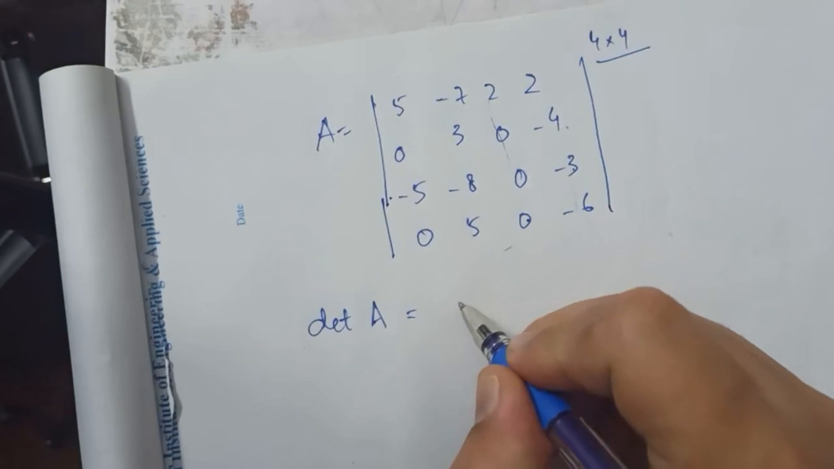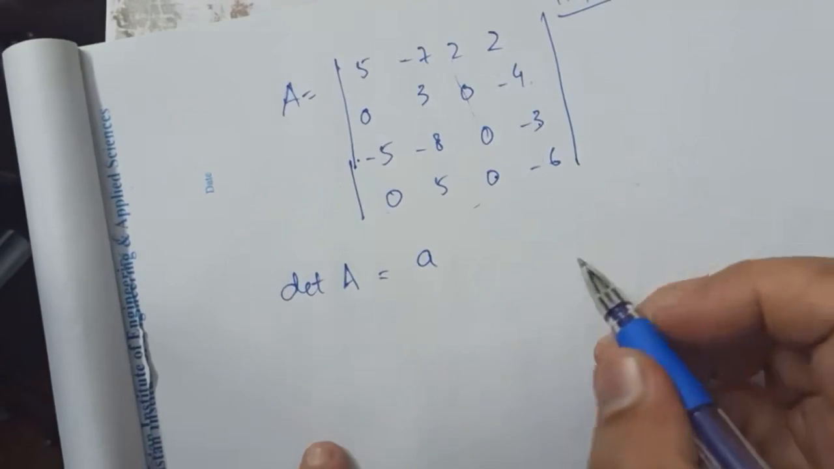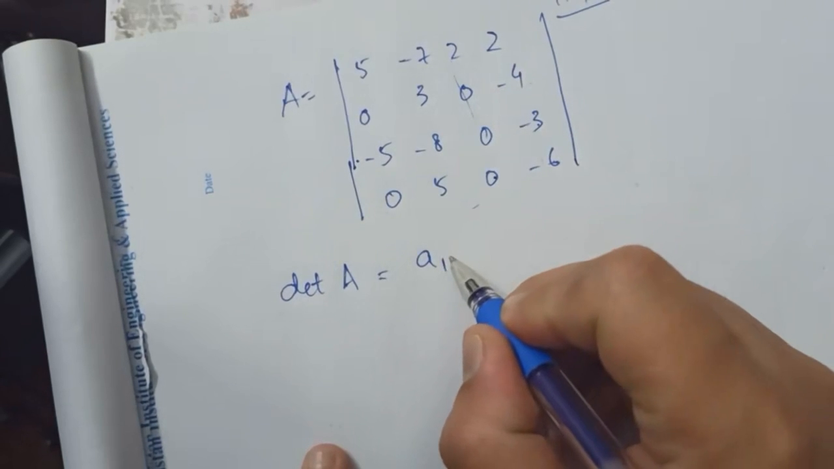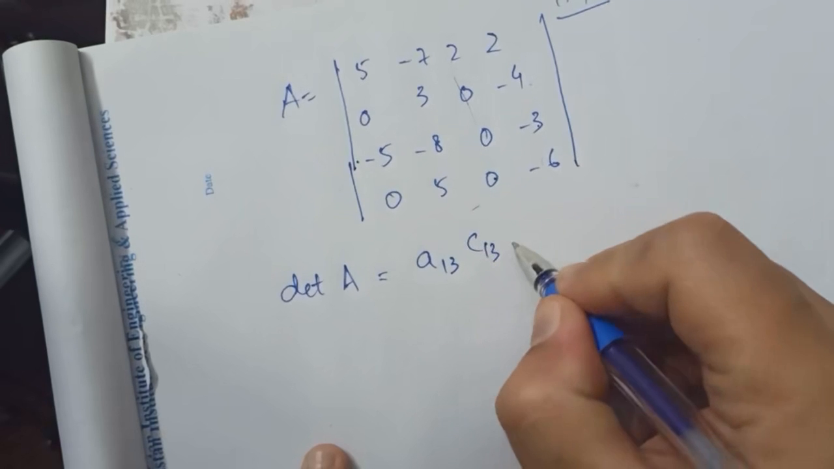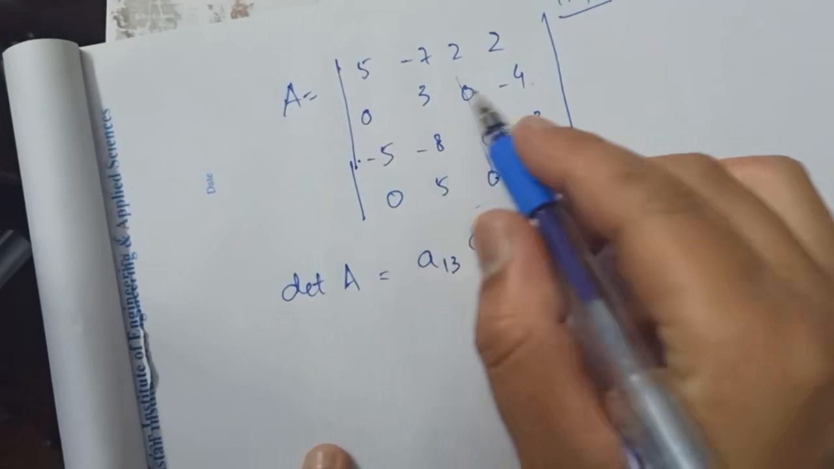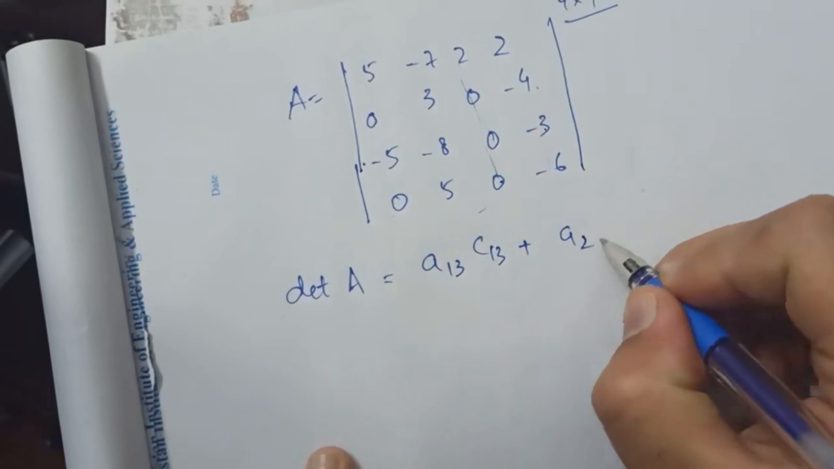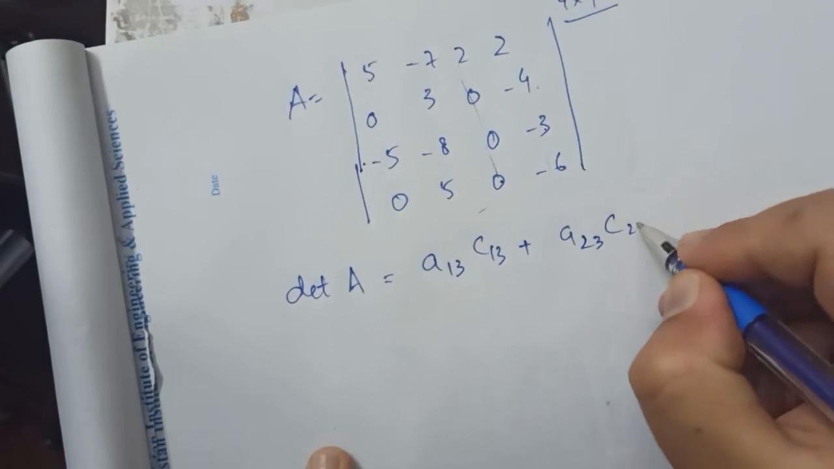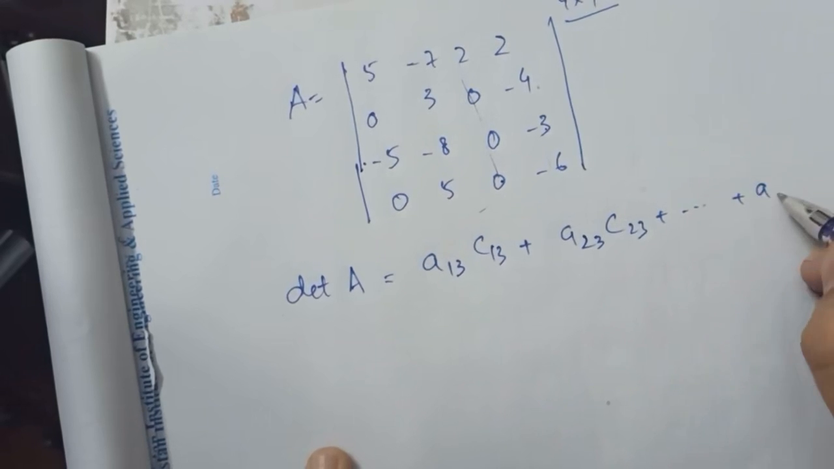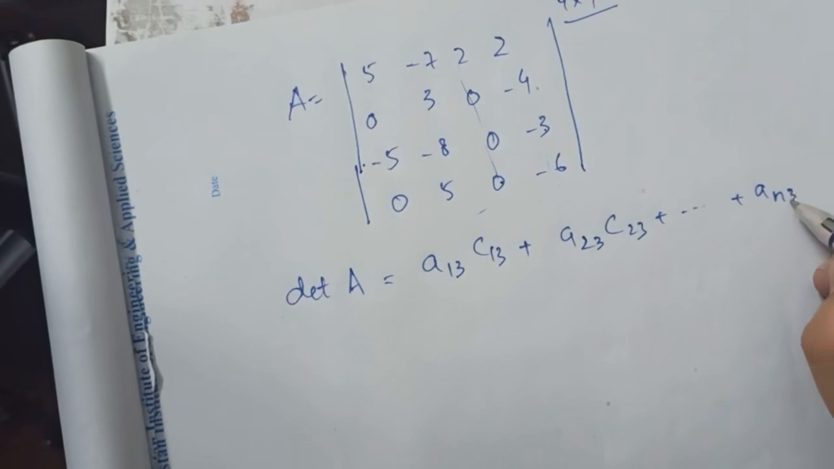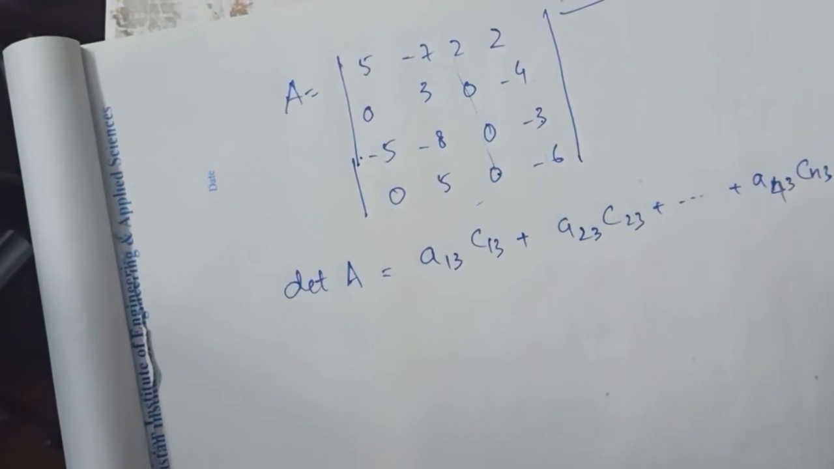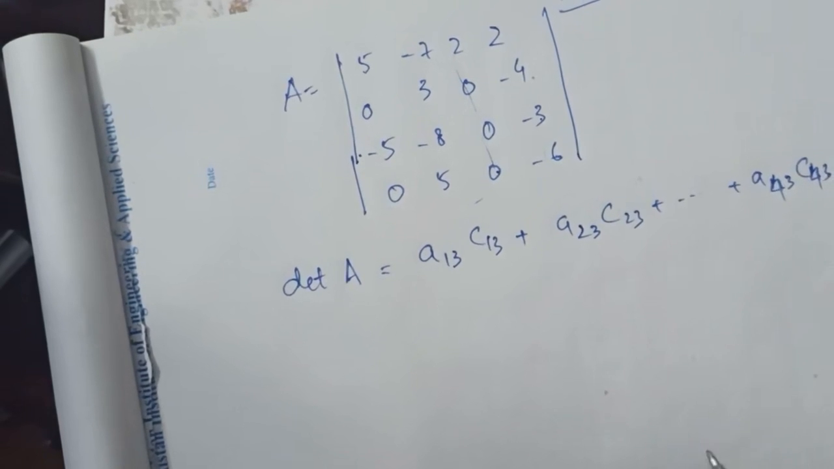The best one to use in this scenario is this third column, and we can write this expansion as equal to a13 c13 plus, for the second row and the third column, a23 c23, and again up to an3 cn3. In this case n is 4, so it is a43 into c43.